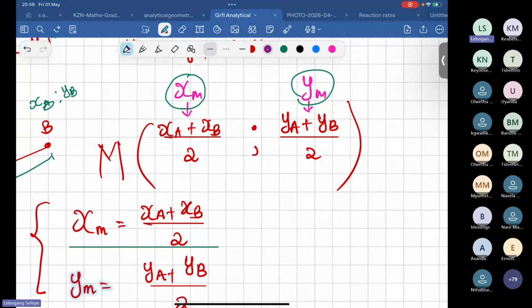So if you want to find the x value of the midpoint, you add the 2 x values of the 2 points, like that at the extremes of the line segment, and divide by 2. For the y midpoint, which is basically the y value of the midpoint, you take the 2 y values, divide them by 2, and then you're going to get the y value of the midpoint.